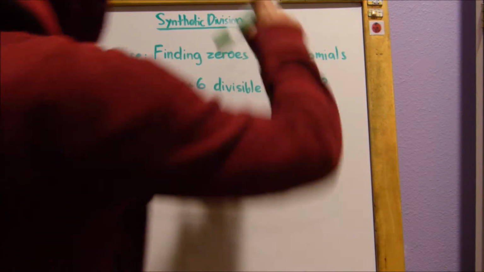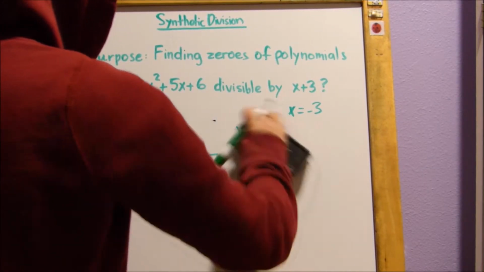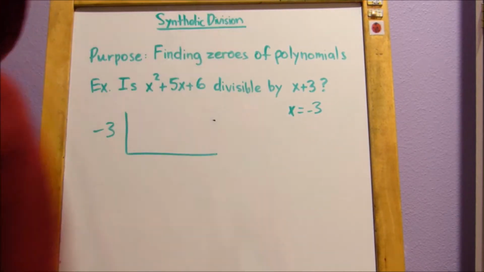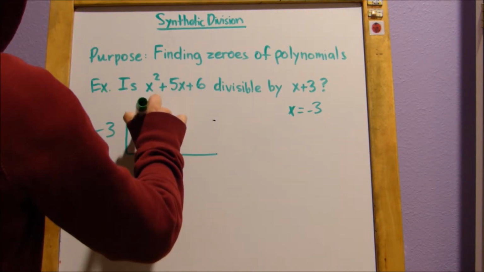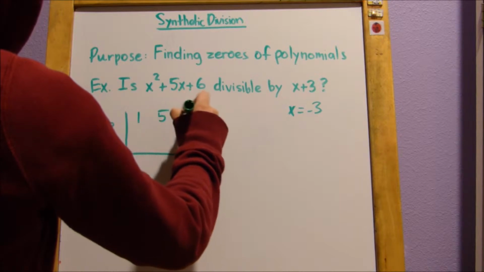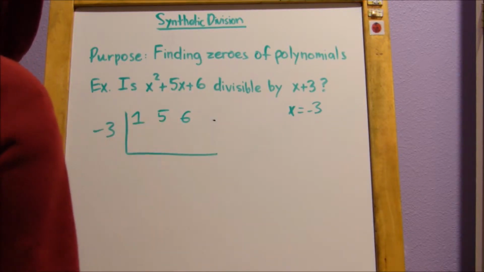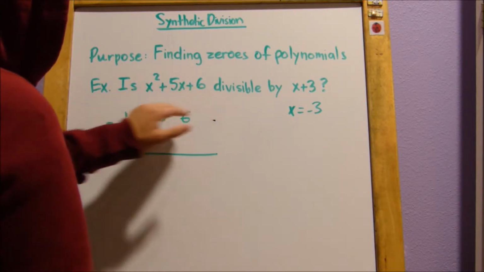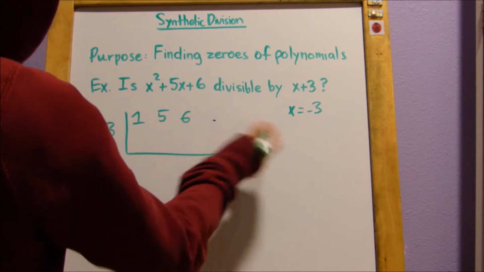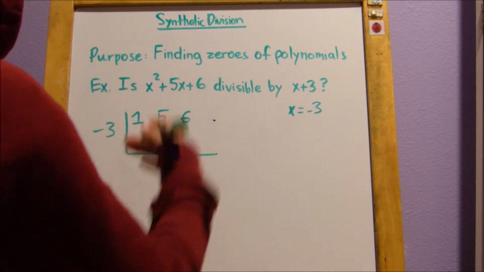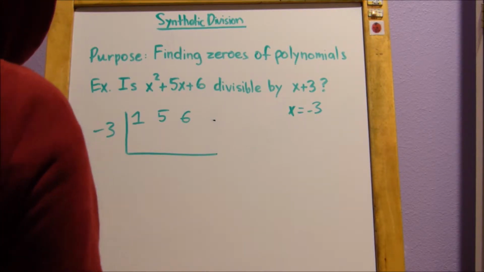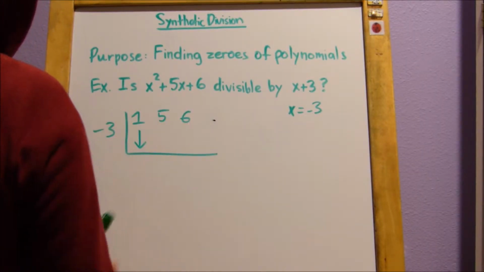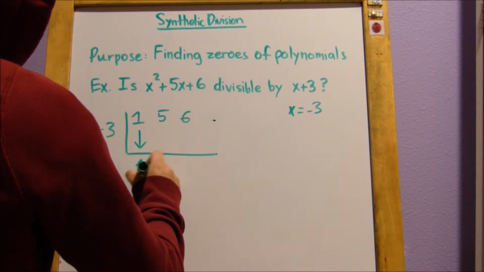Okay, so now that we know all of that, the first thing we're going to do is take the coefficients of these three terms and put them in our L. So 1, 5, and 6. If we had more terms in this function, we would just keep adding them. But since there's only 3 terms, we only have 3 coefficients. Right. So then we take this first number and we put it down here.